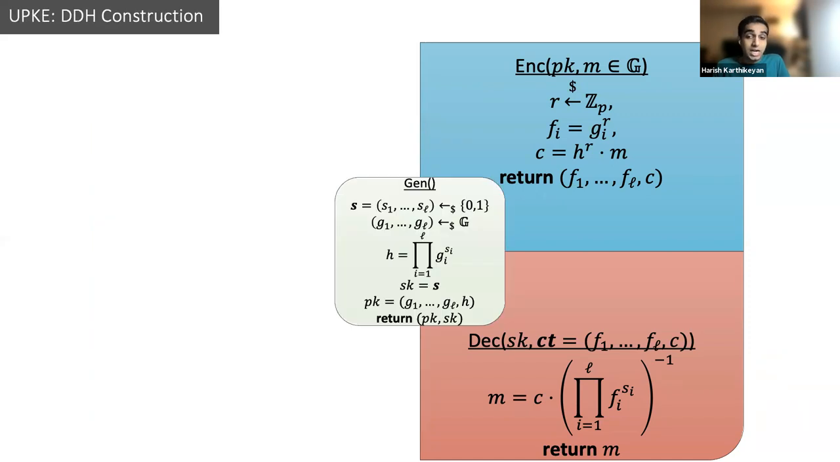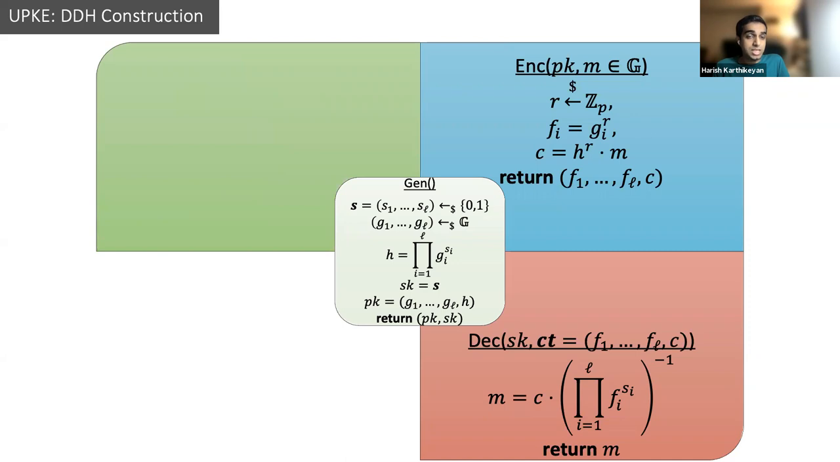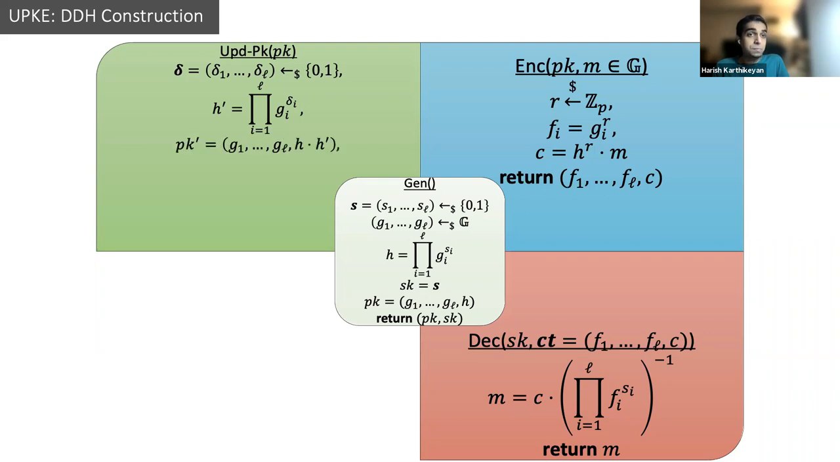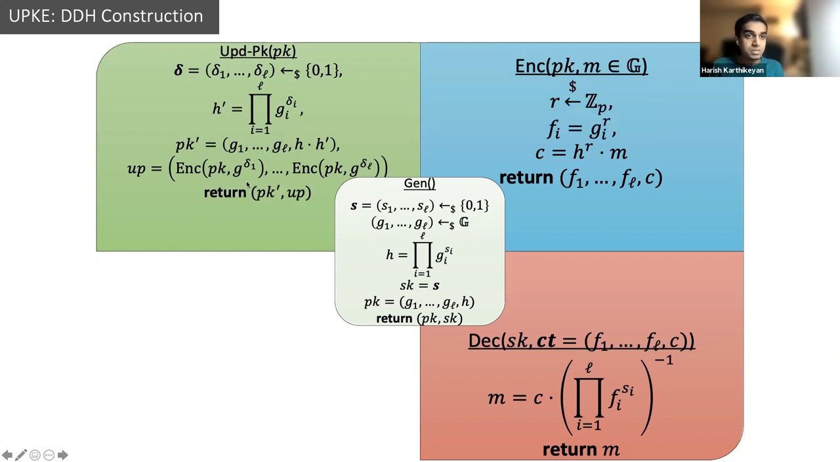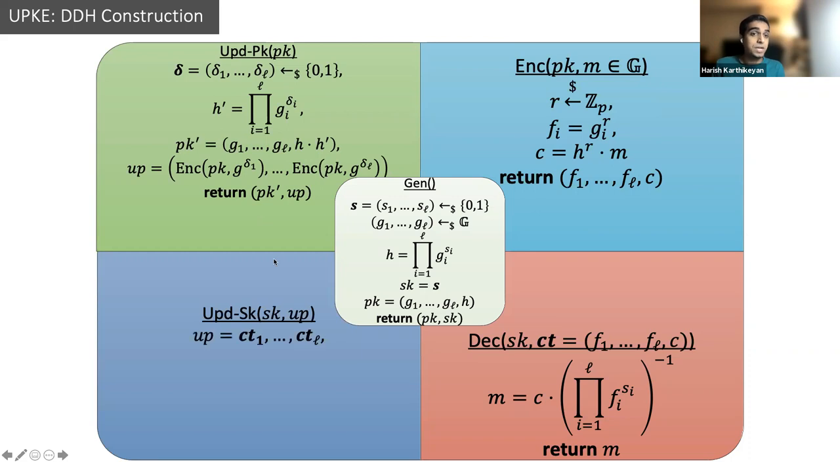So what is our DDH construction actually? Our DDH construction is as follows. As before, we will just sample L offsets as indicated before. So delta is basically a bit string. And then I will compute the new public key offsets as G_i to the delta_i, and the new public key as H times H prime, which is computed here. And we will also encrypt each delta bit by bit, but in the exponent, which is important for the key dependent message security. And we will return PK prime and the update ciphertext. Now, the update secret key will be in a position to decrypt each delta_i.